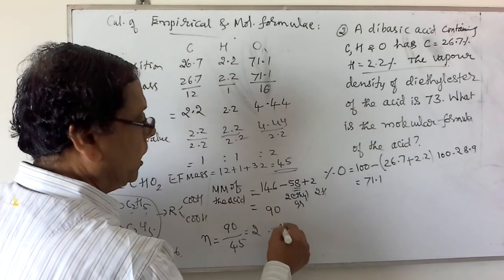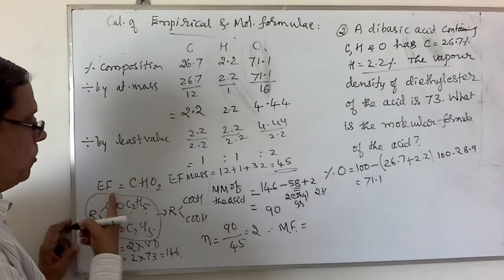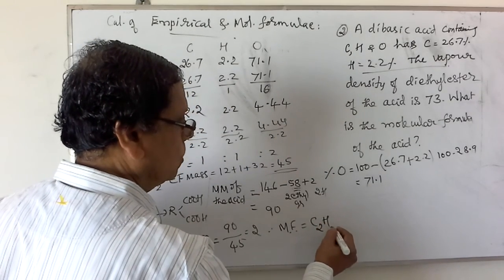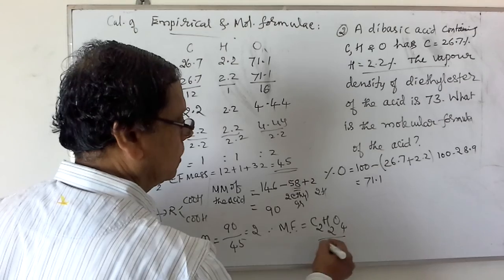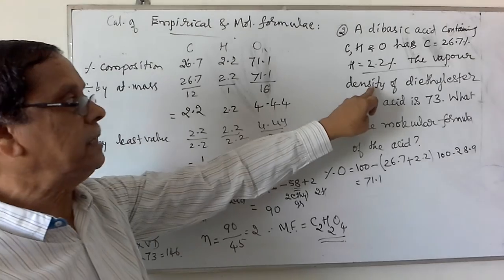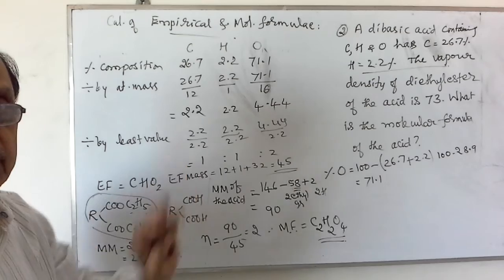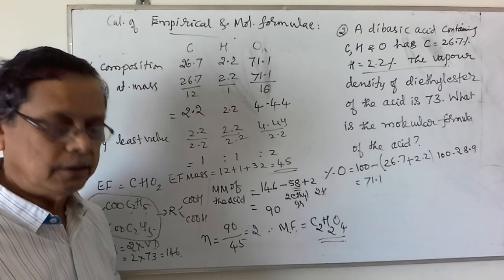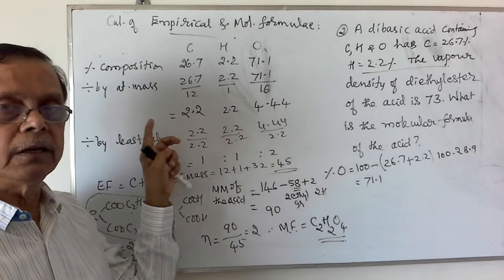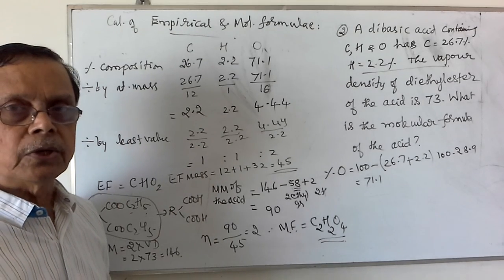Therefore, the molecular formula of the compound, with empirical formula CHO2, should be C2H2O4. This is the formula for the dicarboxylic or dibasic acid, which has carbon, hydrogen and oxygen in the given percentage compositions. So this is all about the chapter on estimations, including the calculation of the empirical and molecular formula.